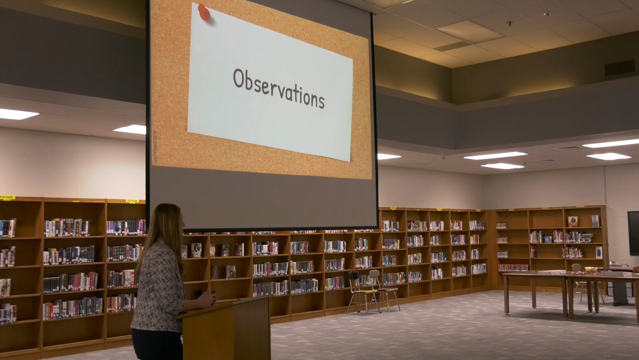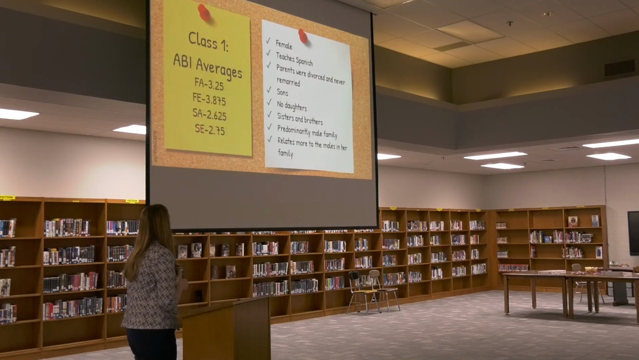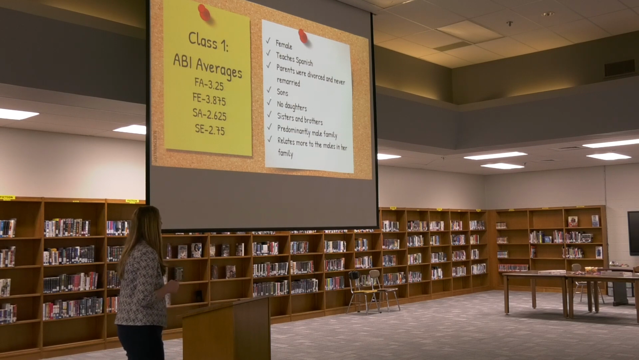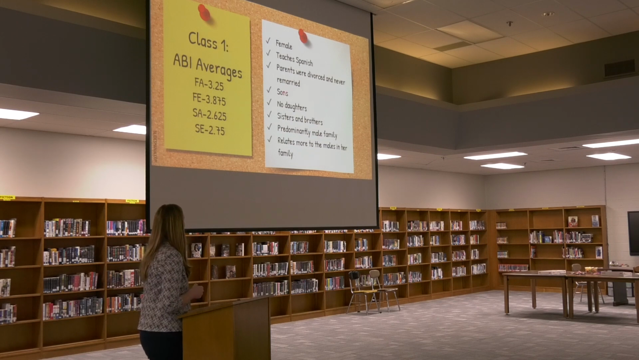Okay, my observation results. So this is the first class. Their ABI averages are listed. She had sons, no daughters, and had both sisters and brothers in a predominantly male family and related most to the males in her family. This goes against my hypothesis because she did have sons, which I hypothesized would have a high result on the ABI averages, and yet she still believed that males are likely to fail because of both ability and effort, and that females are likely to succeed because of ability and effort.